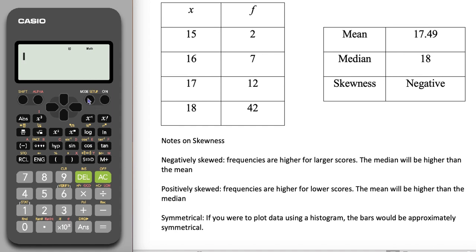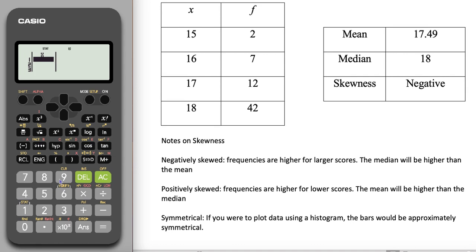Now we're ready to pick statistics mode. So remember what we do there, we go to the mode button, press that, and select 2 for statistics. It's asking us what sort of statistics are we dealing with, and we are dealing with one variable statistics. So we press 1.